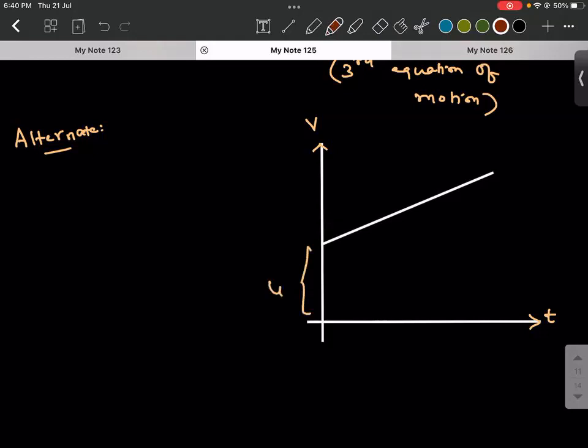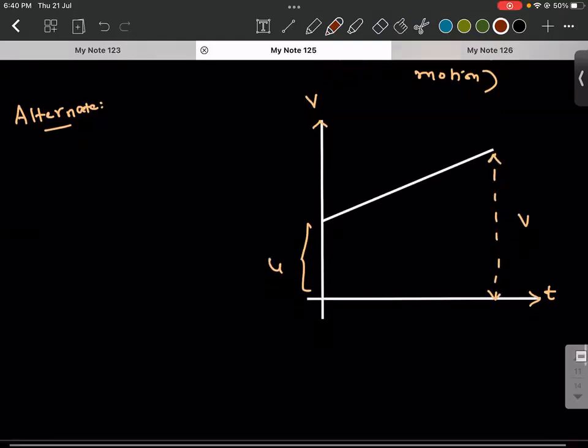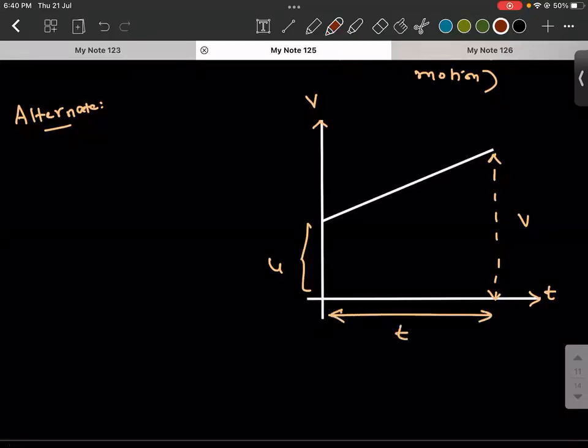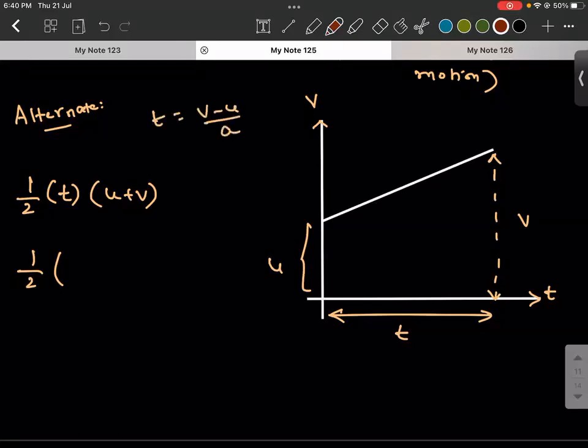So this distance is u, and this distance is v. Is it right? And this distance is t. So what is the area of trapezium? Half into base into sum of the parallel sides, u plus v. So half into, time is what? T is equal to v minus u divided by a. Is that right? So v minus u divided by a into v plus u.